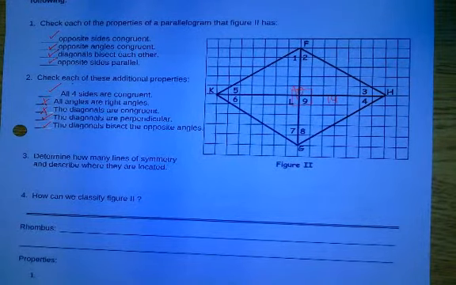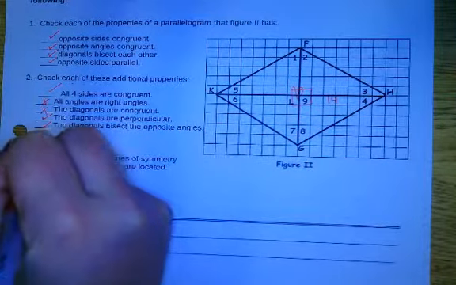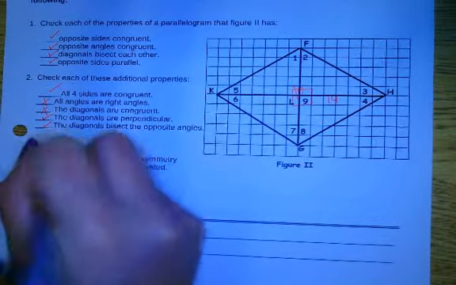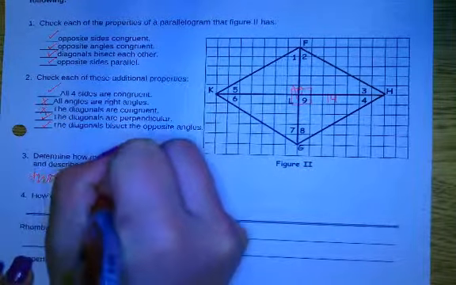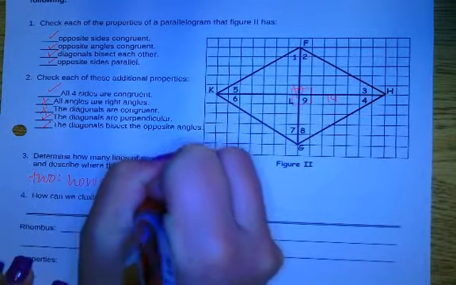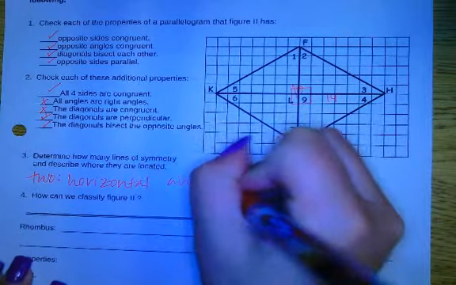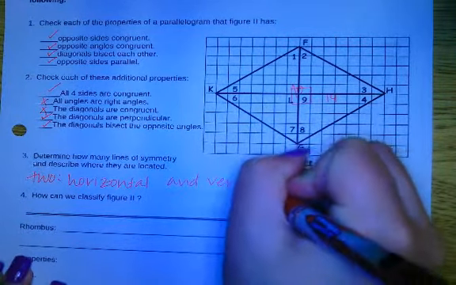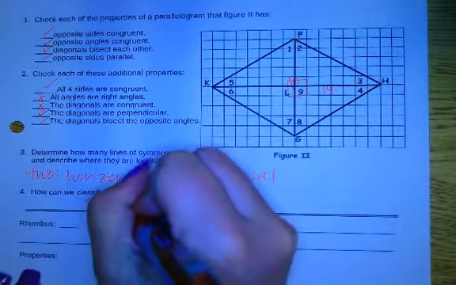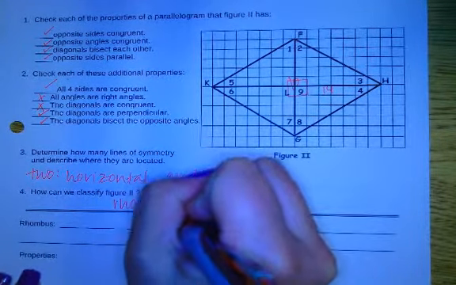How many lines of symmetry does a rhombus have? 2. The horizontal and the vertical. And how do we classify this figure again? It's a rhombus. Plural form is rhombi.